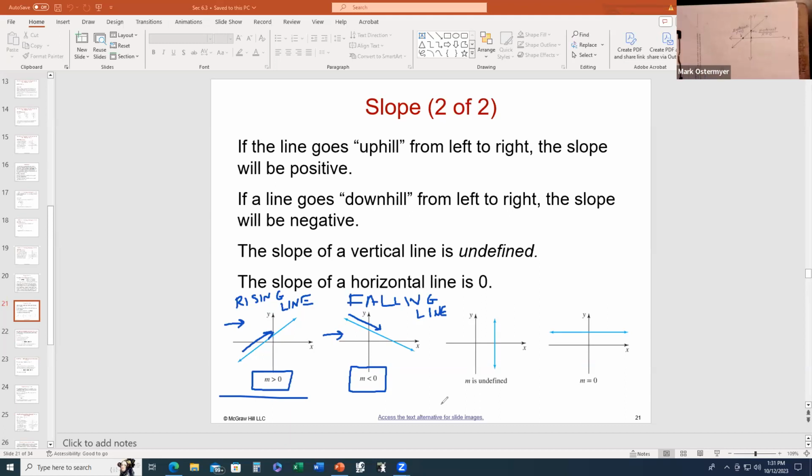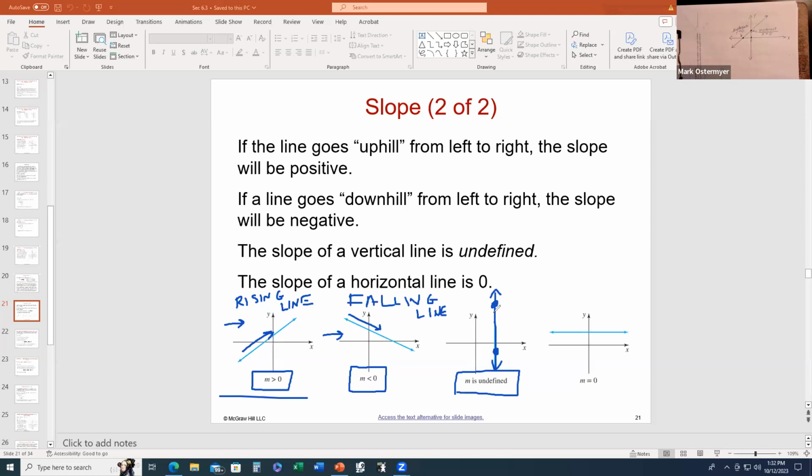There's two other scenarios. If we have a vertical line in the XY plane, its slope is always undefined. Undefined. The reason being is because on a vertical line, if you choose 2 unique points on a vertical line, and if you walk from one point to the other point on the vertical line, is its x-coordinate changing?